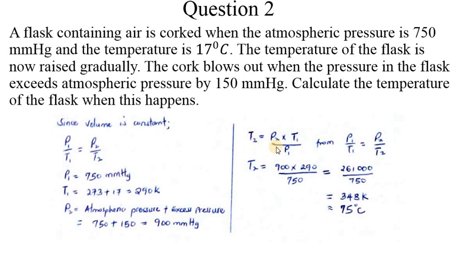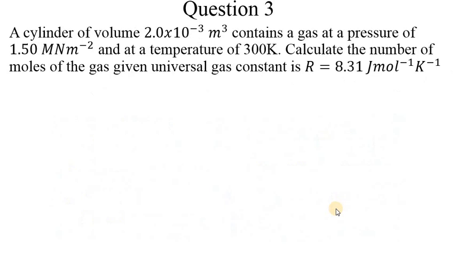From this, make T2 the subject, so that we end up with P2 times T1 over P1. So your T2 comes here, P1 gets there, and then this gets there. So you have 900 times 290 over 750, which is equal to 261,000 over 750, and that is just 343 Kelvin. Back to degrees Celsius by subtracting 273, we end up with 75 degrees Celsius. As simple as that.